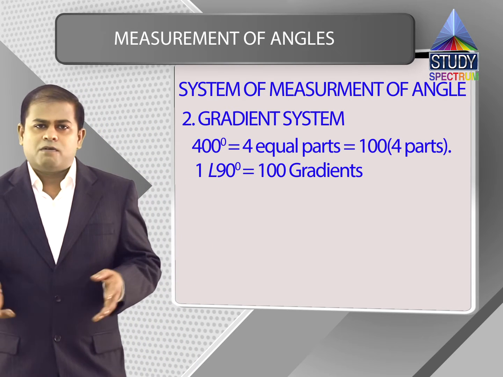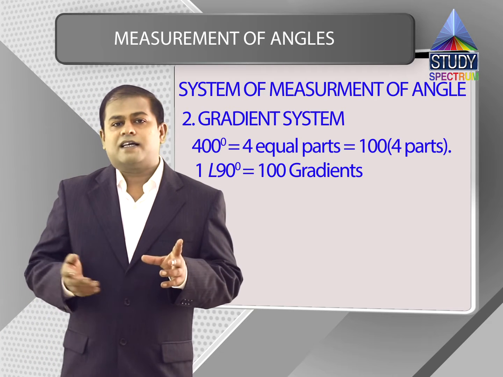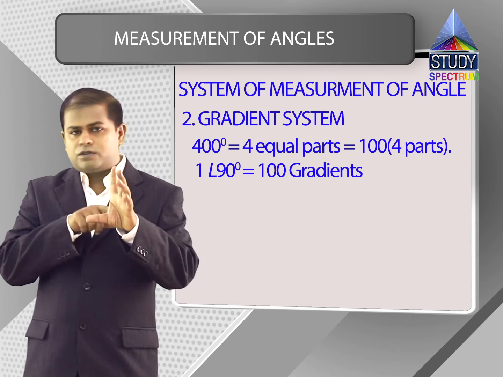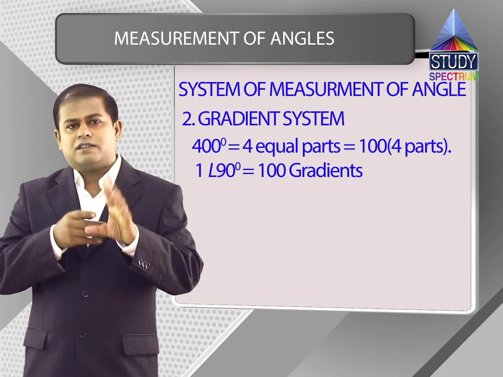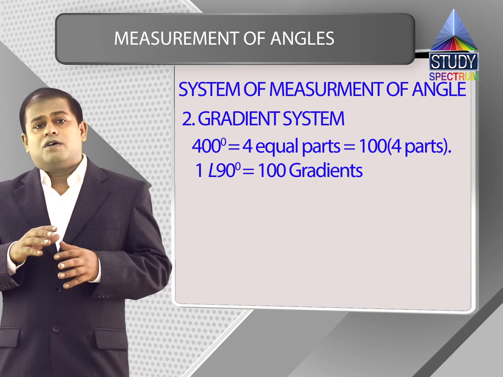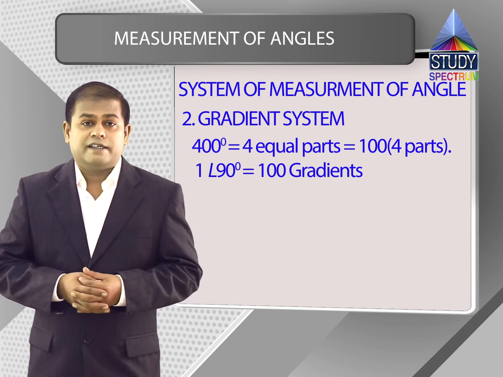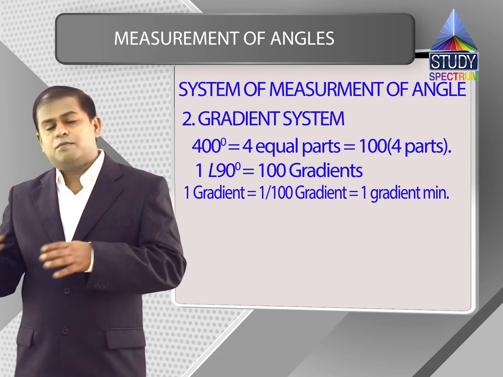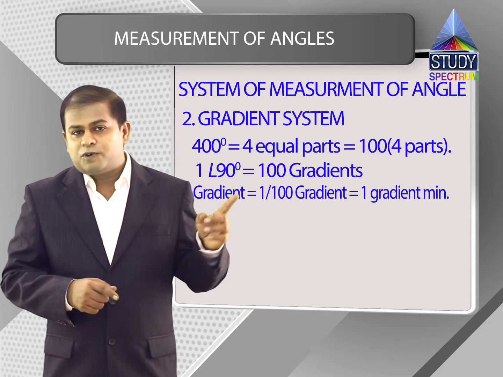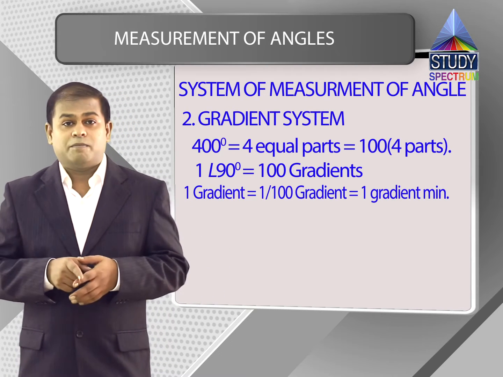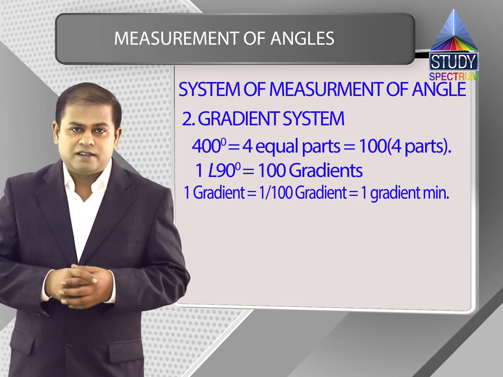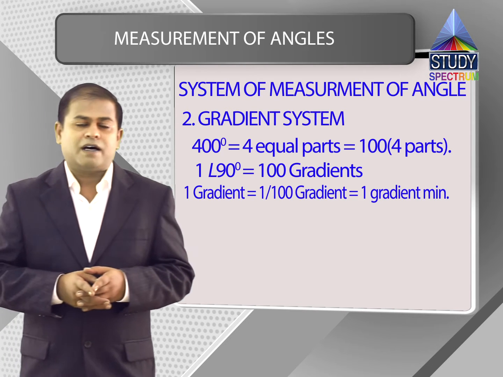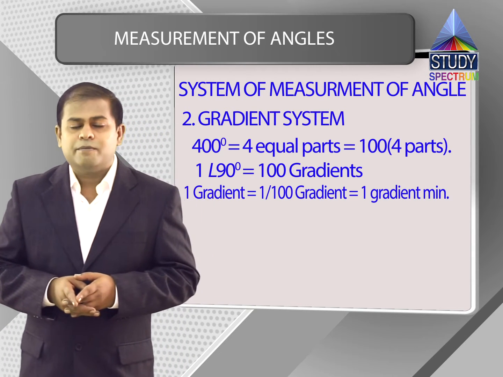Then again the problem was, what if there is an angle whose measure is lesser than 1 gradient? One right angle was 100 gradients, divided into 100 equal parts, we get 1 gradient. So they divided 1 gradient into 100 gradient minutes. In the previous system, 1 degree was divided into 60 equal parts and one part was 1 minute. Here 1 gradient was divided into 100 equal parts and one part was read as 1 gradient minute.